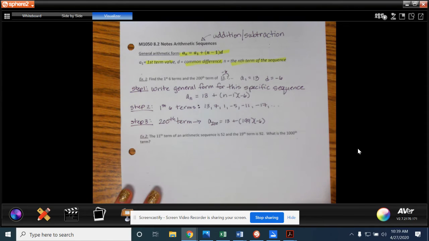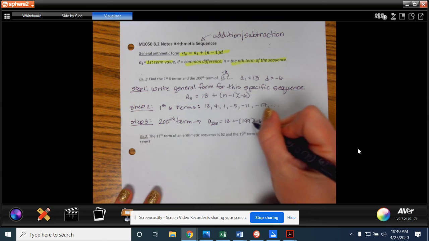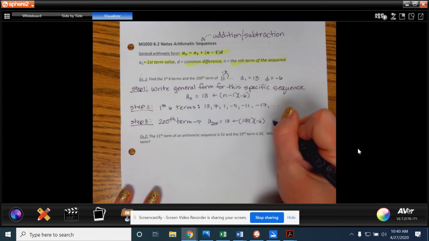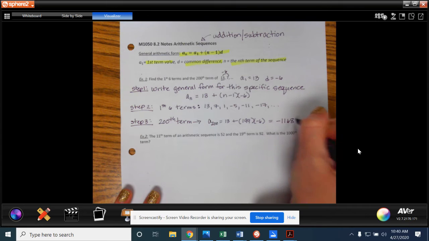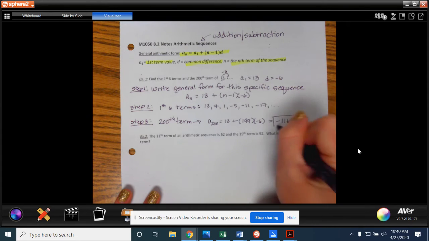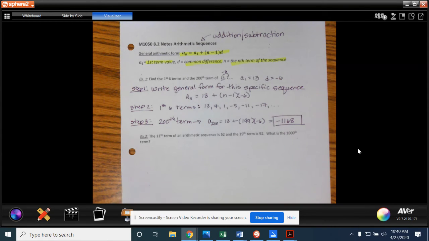Now, order of operations, multiply before you add or subtract, and I would get a negative 1168. That is the number that sits in the 200th spot in the sequence. Now make sure you try it on your calculator yourself so that you can get it.